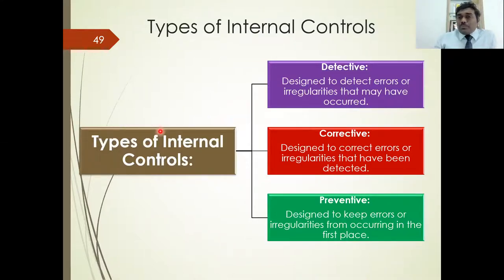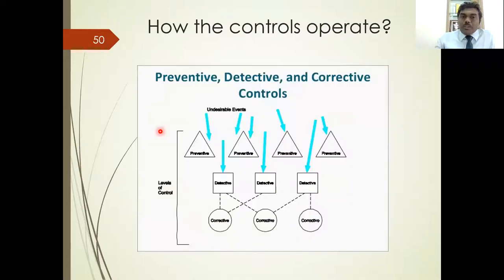Types of internal controls. Detective: designed to detect the errors. Preventive: designed to keep errors and irregularities from occurring in the first place. Corrective: designed to rectify. This is a nice chart, just to give you a perspective of how the flow of information is.